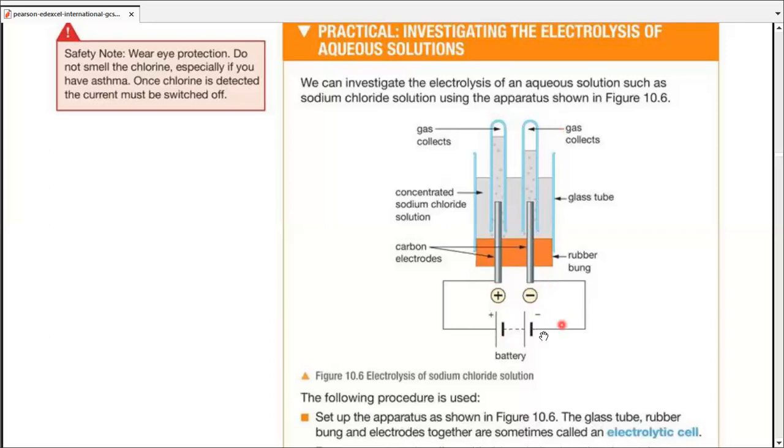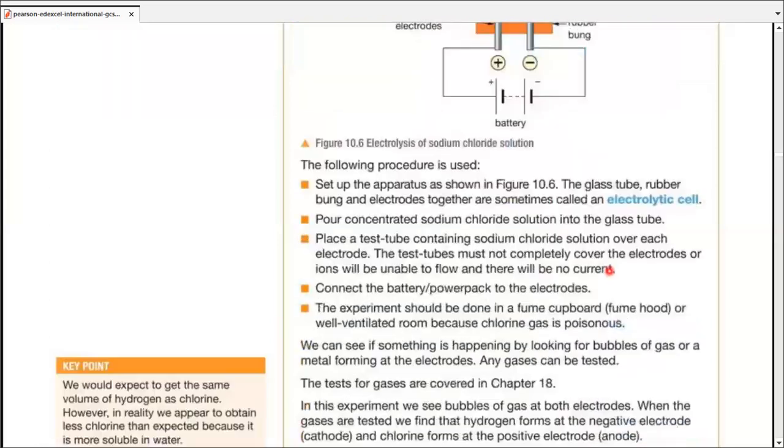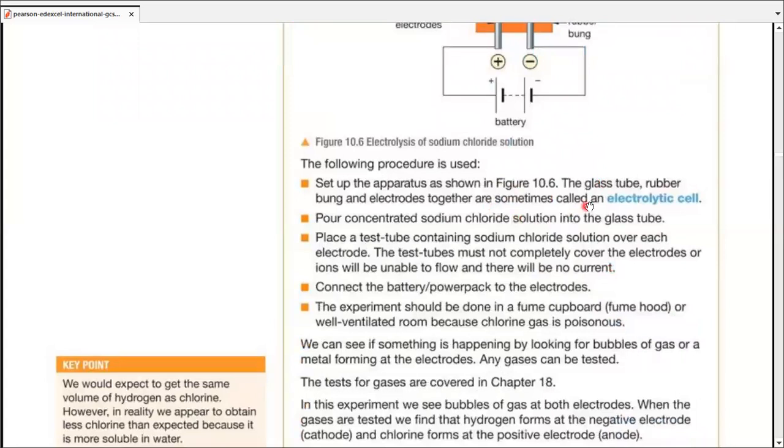The positive and negative ends are connected to a battery with the help of wires. And of course, as we invert them, they are going to contain some of the concentrated solution. Now, the following procedure is used. We set up the apparatus, glass tube, rubber bungs, electrodes together. We call it an electrolytic cell.